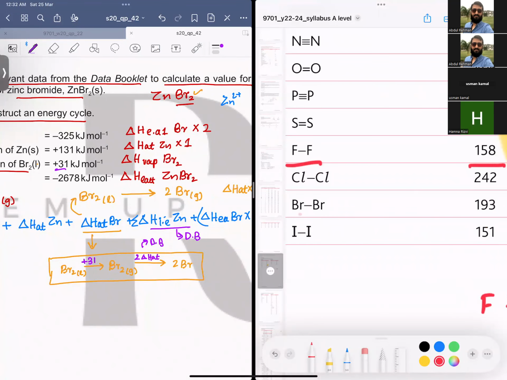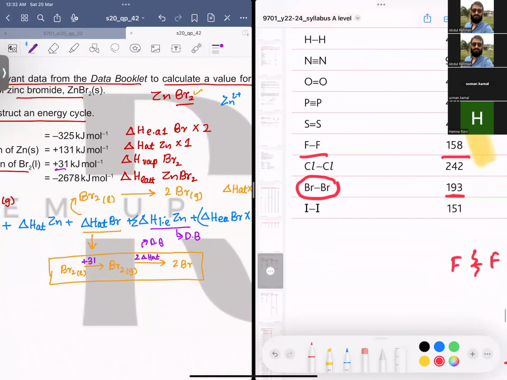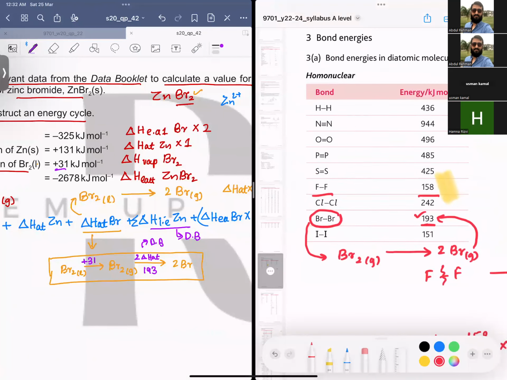See over here, यहाँ पे आपको बॉन्ड एनर्जी दी हुई है ब्रोमीन की, जो कि 193 है, which means when 1 mole of bromine gaseous molecules are broken down to form 2 moles of bromine gaseous atoms, और इसका एनर्जी चेंज आपको ये प्रोवाइड किया हुआ है 193। तो यहाँ से हमें ये एनर्जी चेंज मिल गया, it is 193। जी ये क्लियर है सबको?